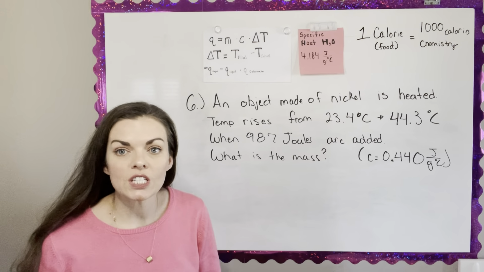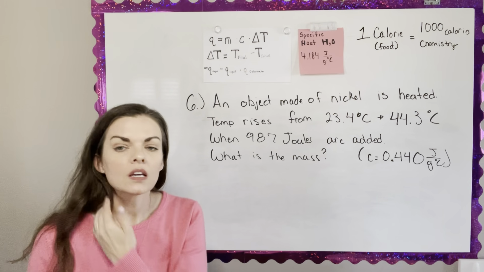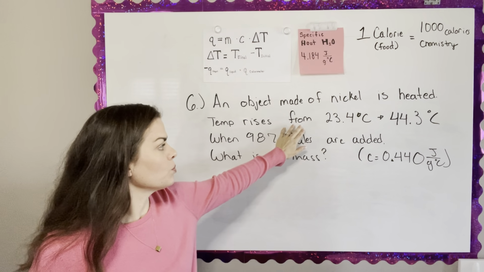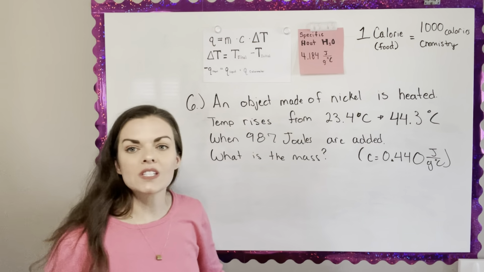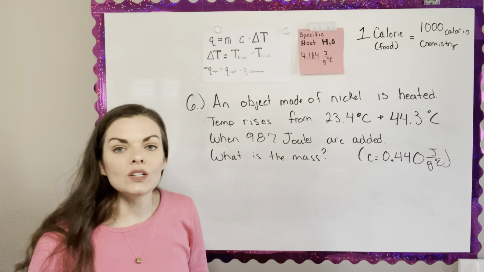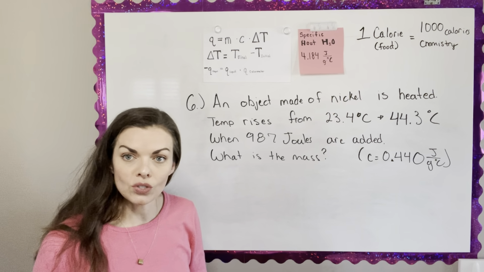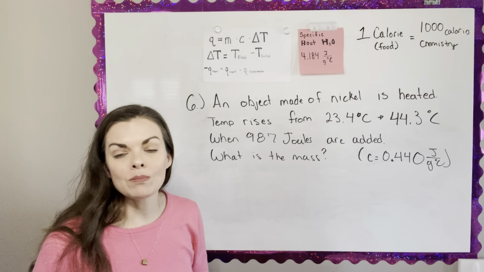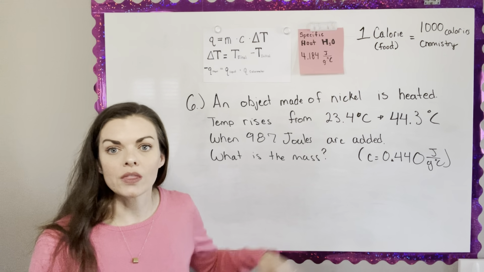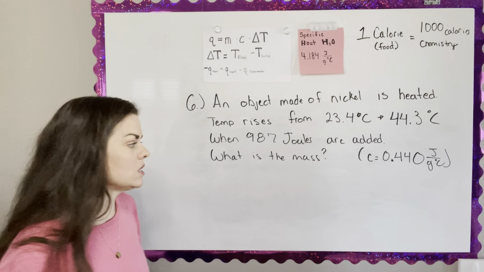Comprehension check question 6 tells me I have an object that is made up of nickel, and I'm taking this object and heating it up, and I know that temperature is going from 23.4 degrees Celsius to 44.3 degrees Celsius. And it knows that by heating it up, I'm actually adding 987 joules of energy into it. And so the question is asking me, what is the mass of this piece of nickel? And they give you the specific heat. And so this is another Q equals MC delta T problem.